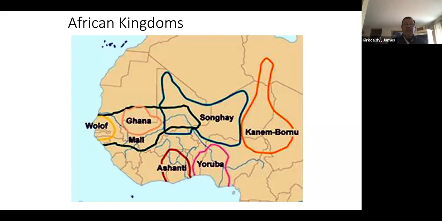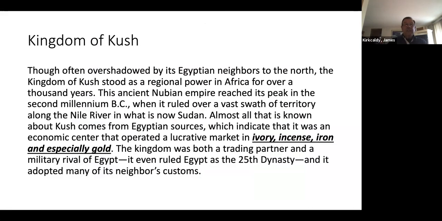You may recognize some of the names, but none of these are modern day African states, for example, except for Ghana. Okay. Kingdom of Kush, which was just south of what we know as Egypt.